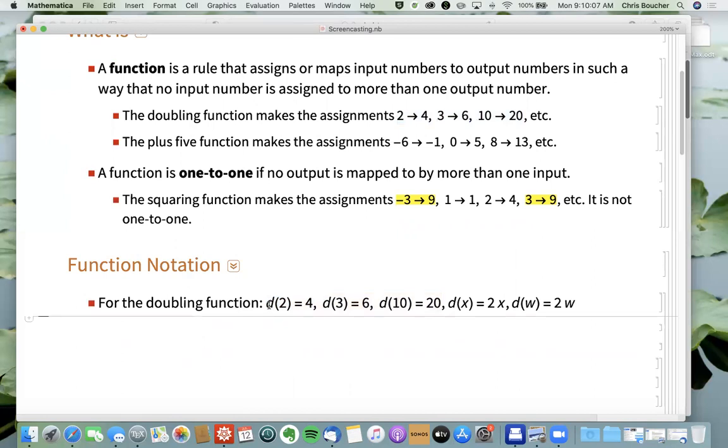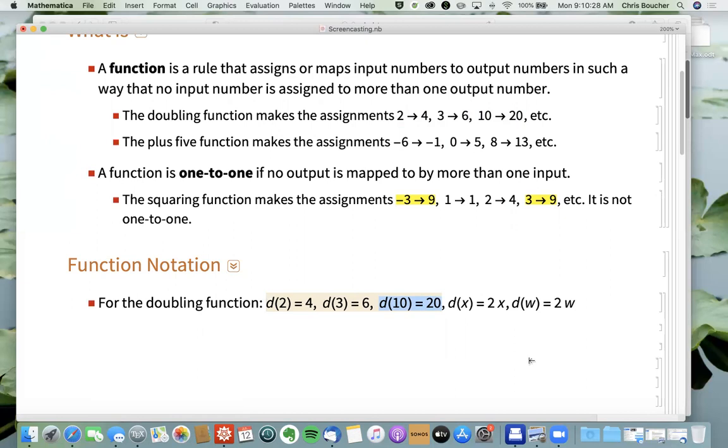It's important to realize that this left-hand side is not multiplication. It's not D times 2, it's D of 2. What we're doing is taking the input 2 and plugging it into the function named D. So similarly, D of 3 is 6, right? 3 doubled is 6, D of 10 is 20, and so forth.